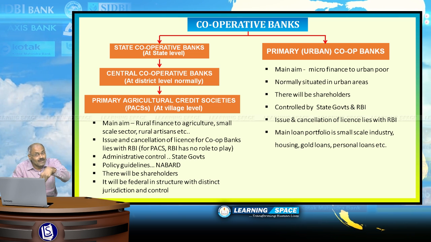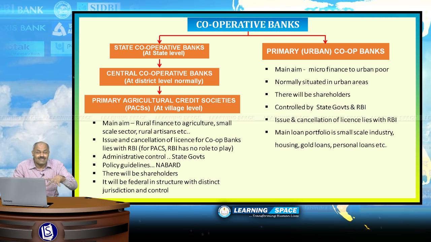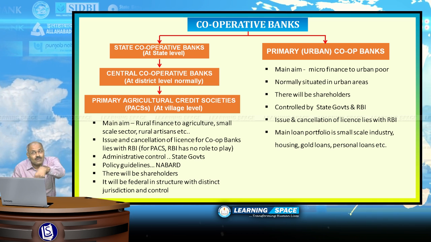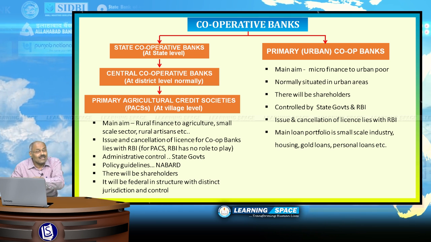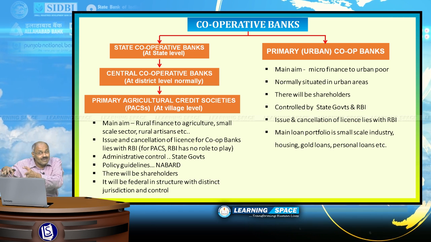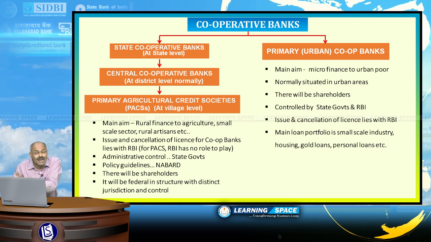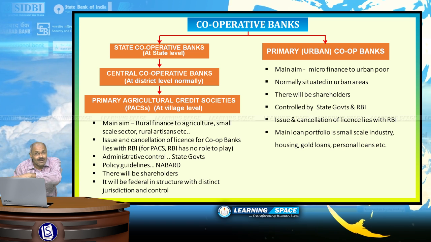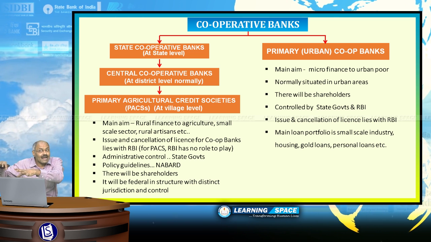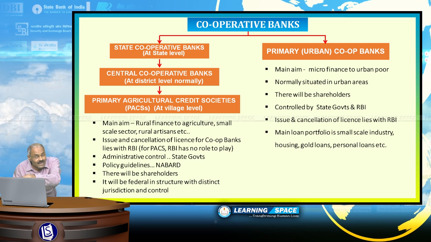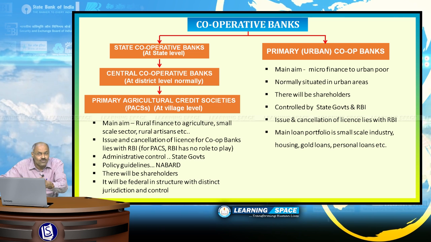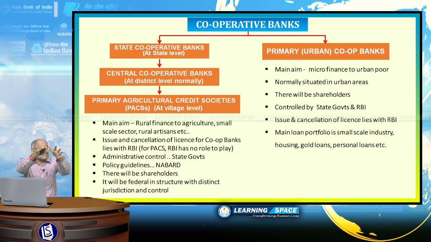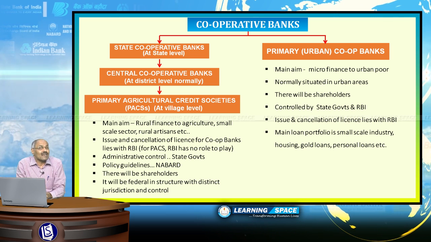If you look at urban cooperative banks, they are sometimes called primary cooperative banks. So primary cooperative banks or urban cooperative banks are one and the same. The main aim is microfinance to the urban poor, normally situated in urban areas. There will be shareholders. They are controlled by state governments and the Reserve Bank of India. NABARD has no role here, because they are not concerned with rural lending. Then issue and cancellation of license lies with the Reserve Bank of India, and their main loan portfolio is small scale industry, housing, gold loans, personal loans.